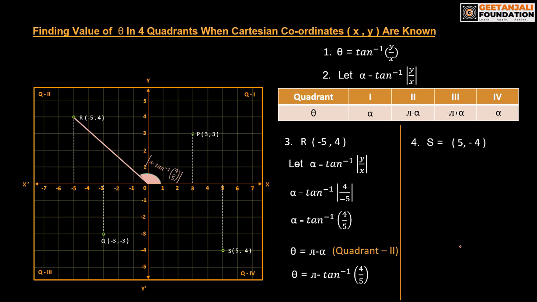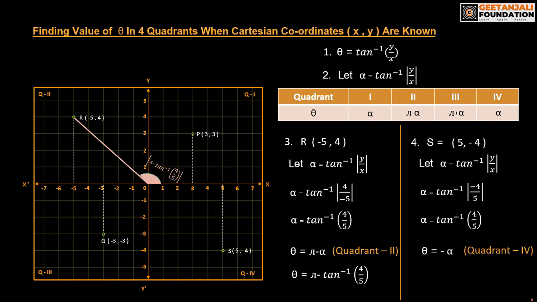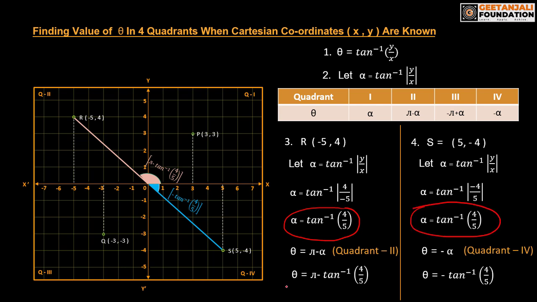Now let's find the value of theta for point S. So alpha is equal to tan inverse modulus of minus 4 by 5. Alpha is equal to tan inverse 4 by 5. Now since it's in the fourth quadrant, theta is equal to minus alpha. So the value of theta would be minus tan inverse 4 by 5. You can see the difference in the values. You notice here, although we have got alpha equal to tan inverse 4 by 5 for both the cases, the final result is different. I hope you must have understood why we need to follow proper steps to find the value of theta.